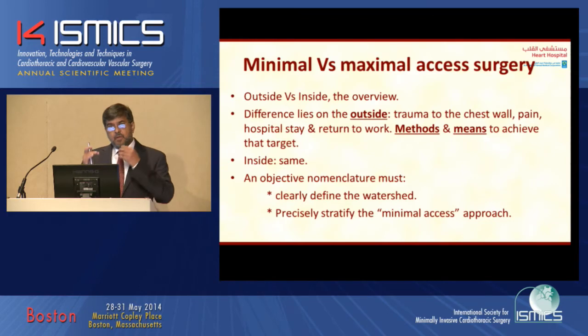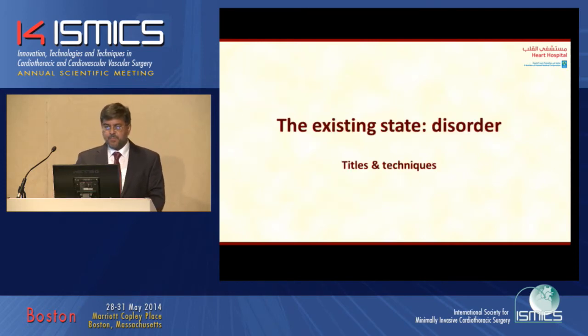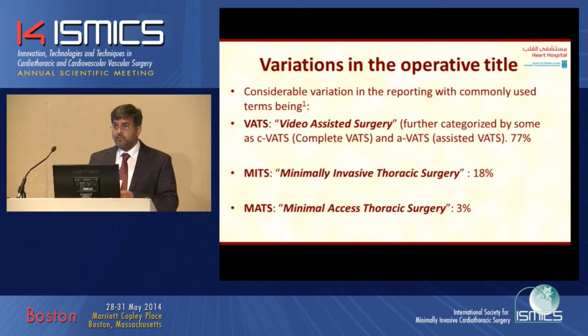An objective nomenclature system should have a clear definition of what is minimal and what is maximal, and then within the minimal, because minimal deals with the small things, should have a precise minimal access stratification nomenclature. Unfortunately, when you look at the literature nowadays, it is in disorder. Not only disorder in titles, but disorders in techniques. I give you an example very quickly, as I have very limited time: in titles, people call it VATS, some call it MITS, minimally invasive, some call it minimal access thoracic surgery.